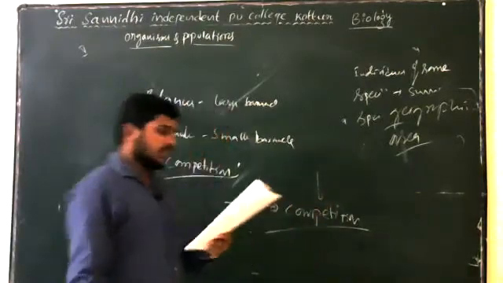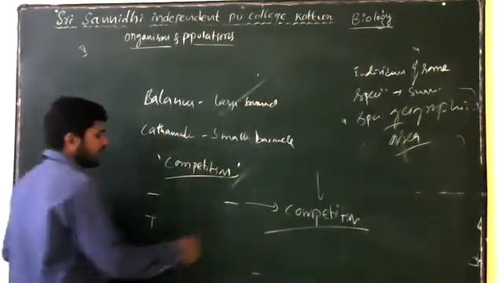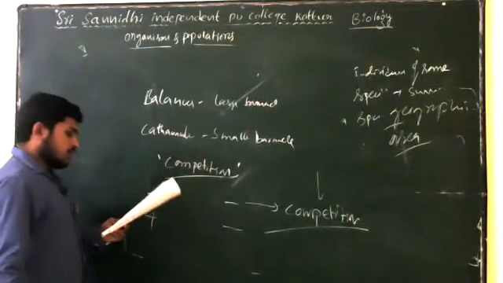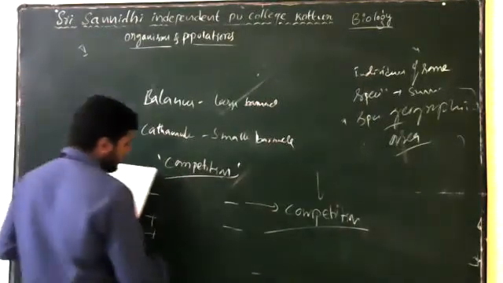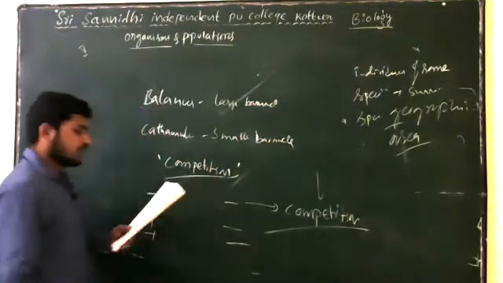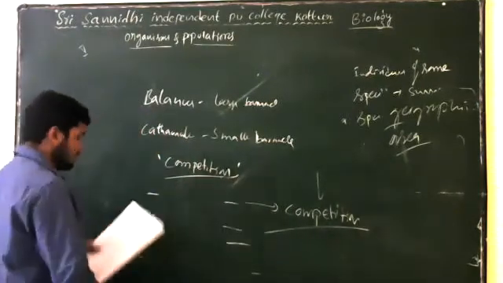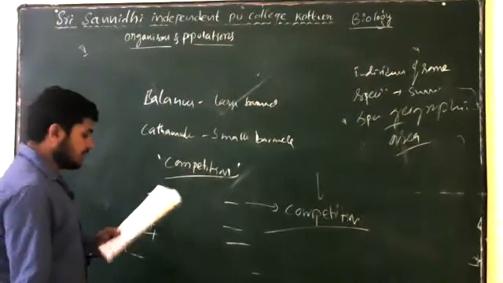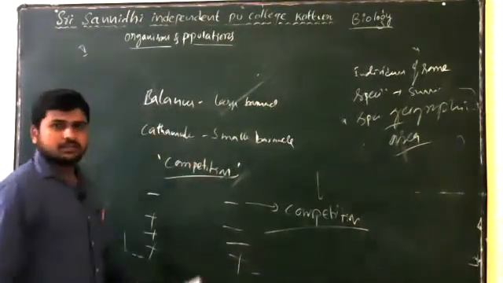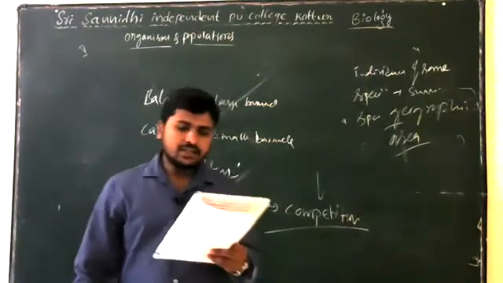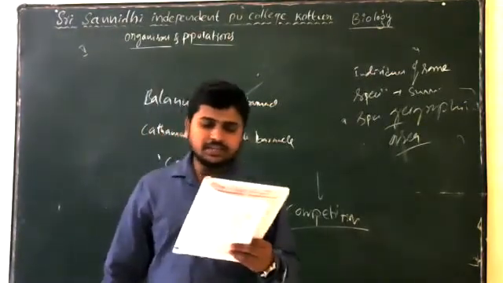So parasitism, one organism gets benefited, another organism harmed. Predation, that is also the same, one organism gets benefited, another gets harmed. Mutualism, both the organisms get benefited. That's not like competition. So option B is the right answer.